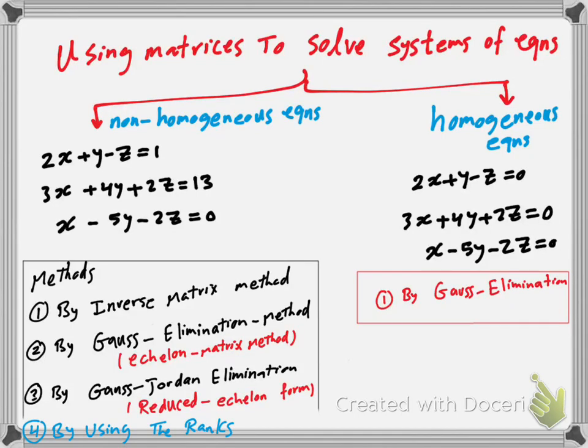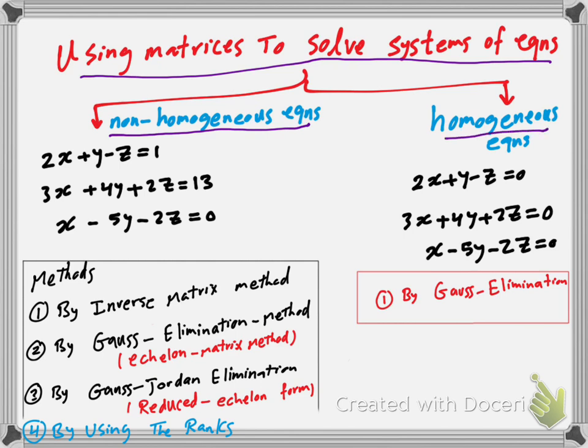Today we are going to use matrices to solve systems of linear equations. We have two types of linear equations: non-homogeneous equations and homogeneous equations. To differentiate between them, in the non-homogeneous equation you will find some values on the right side of the equation, whereas in the homogeneous equation you will always find zeros on the right side.